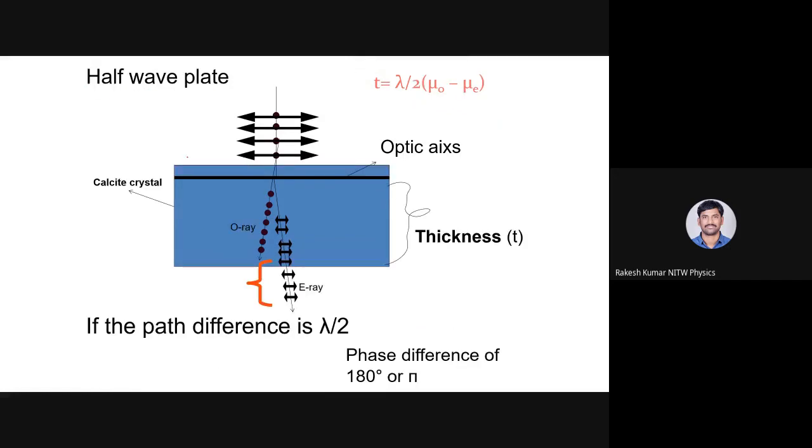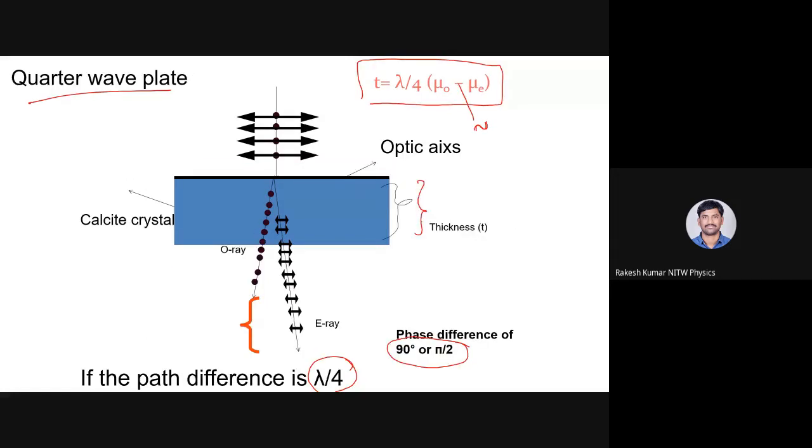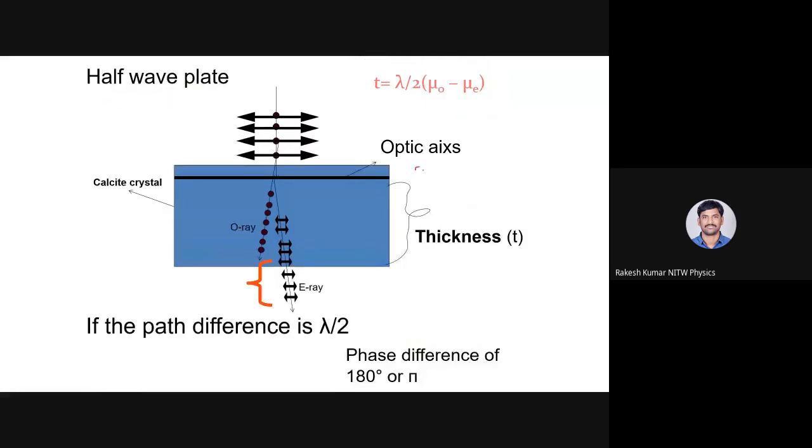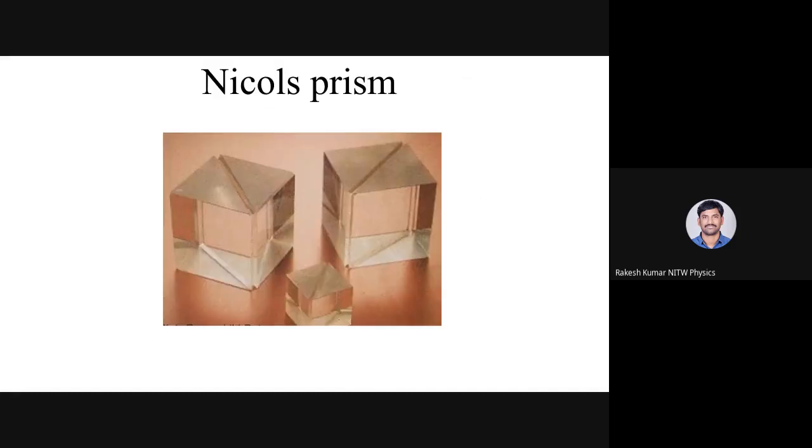If you observe carefully, here thickness is small, the thickness is large, because it's going to produce a path difference of lambda by 2. Now we'll see the last topic for today's lecture, and I'll stop maybe after 10 minutes.